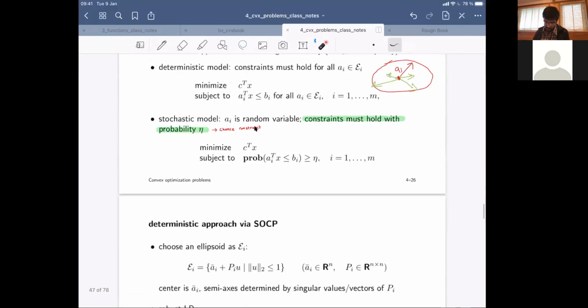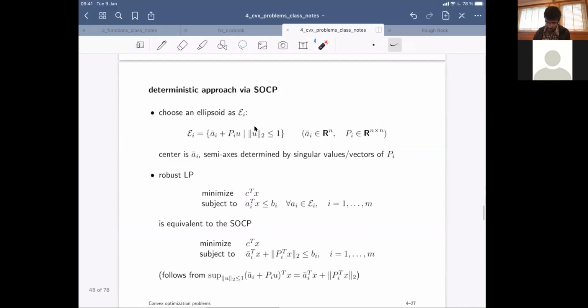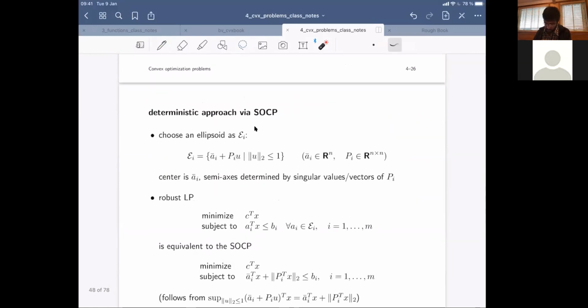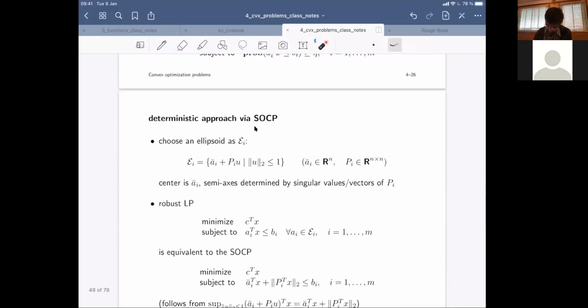We saw two approaches, one deterministic and one stochastic. So let's see the deterministic approach. How can we write it in the form of an SOCP? Let's choose an ellipsoid. In the deterministic approach, we just write the LP and say that AI belongs to a particular ellipsoid. This is our uncertainty region. So let's consider an ellipsoid here.